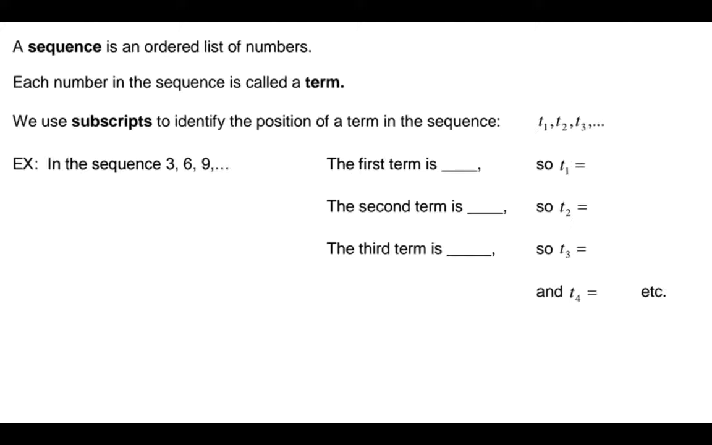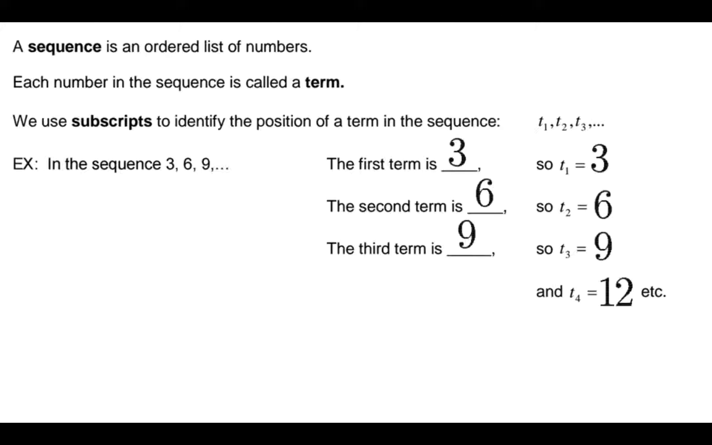So definition: a sequence is an ordered list of numbers. Each number is called a term. And we use subscripts to identify the position number. So T1 is term 1, T2 is term 2. So 3, 6, 9, that's a sequence. The first term is 3, so T1 is 3. The second term is 6, so T2 is 6. And the third term is 9, so T3 is 9. And then T4 would be 12, etc.